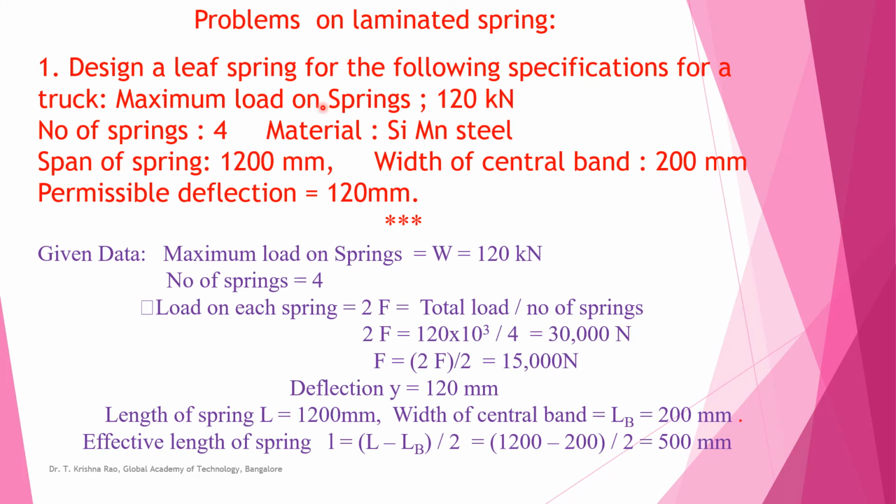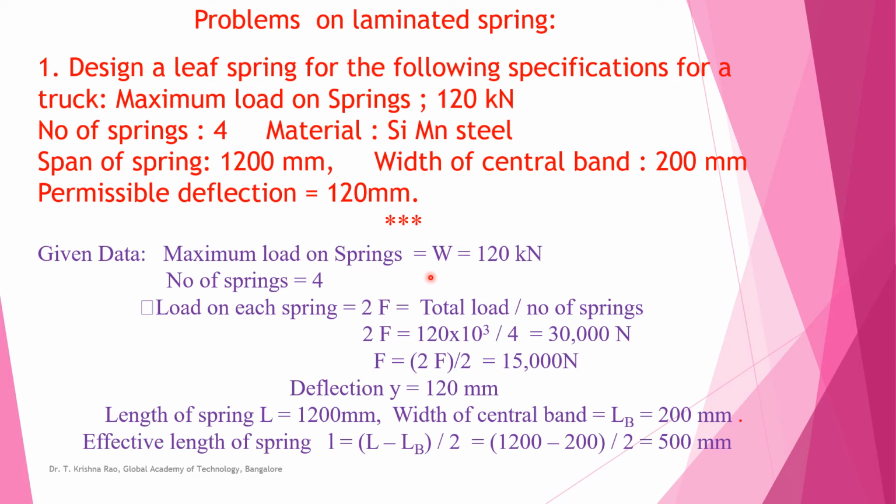In the first problem we will see: design a leaf spring for the following specifications for a truck. Maximum load on the spring is 120 kilonewtons. Number of springs is 4, 2 in the front, 2 at the back. The lorry is suspended, lorry weight is 120 kilonewtons. It is suspended on 4 springs, and the material for the spring is silico-manganese steel. Span of the spring is 1200 mm. Width of central band is 200 mm. Permissible deflection is 120 mm.